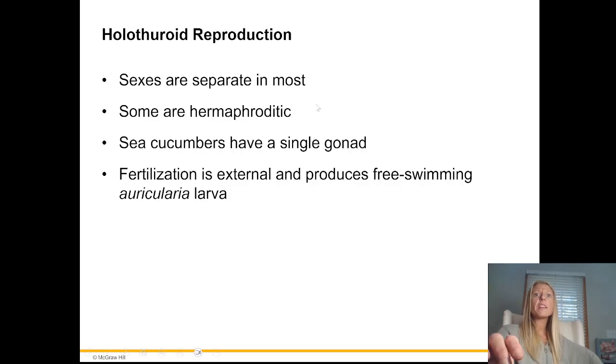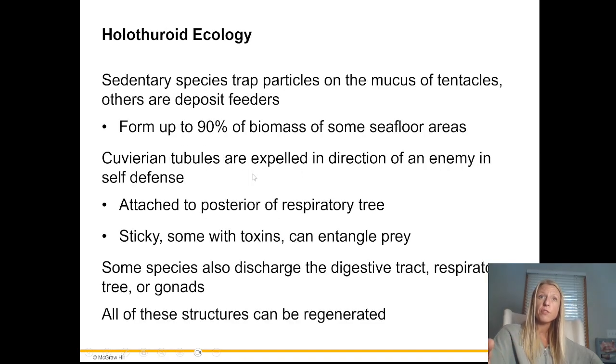So in these guys, the sexes are separate. Some are hermaphroditic. They usually have a single gonad, and fertilization is also external. These guys actually form a lot of the biomass of the sea floor, which is kind of impressive. They have some cool defenses where they can create some toxins and become very sticky. And they can also regenerate their digestive tract, respiratory tree, or gonads that they can discharge from their bodies.